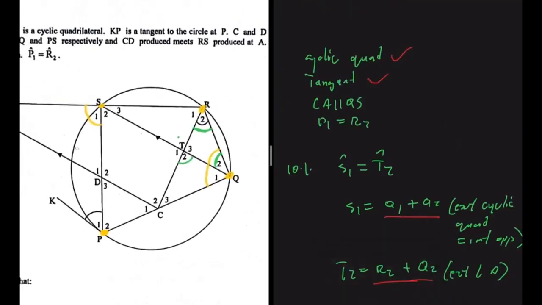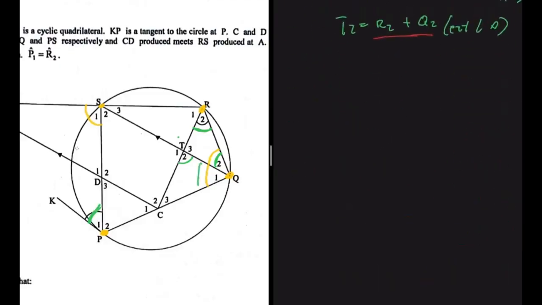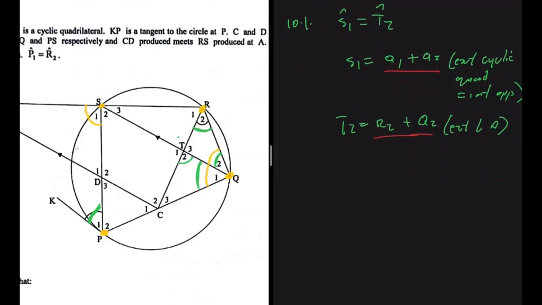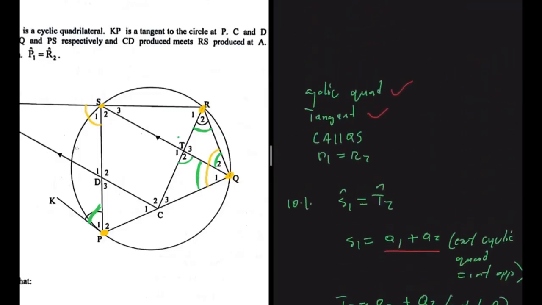From the keyword tangent, we will see immediately that P1 here is supposed to be equal to Q1, right? Because of the tan-chord theorem. So let's write it down. Let's say that P1 is equal to Q1 because of the tan-chord theorem. So from here, what can we say? Let's look at the keywords again.